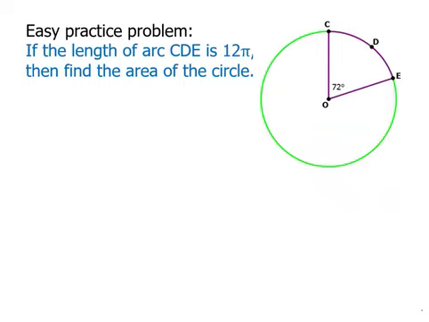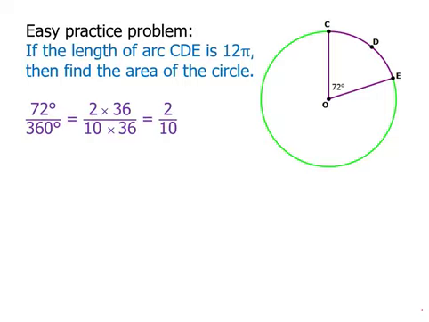Here's a relatively easy practice problem. Pause the video and work on this. Okay, if the length of arc CDE is 12, then find the area of the circle. Well, first of all, let's think about that. 72 over 360. We don't need a calculator for this. 72 is 2 times 36, and 360 is 10 times 36. Cancel the 36's. We just get 2 over 10, or 1/5. This is 1/5 of a circle.